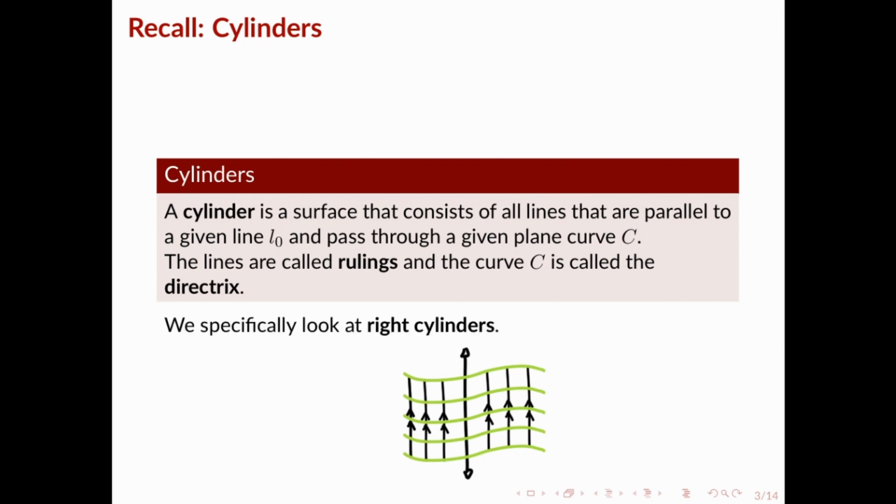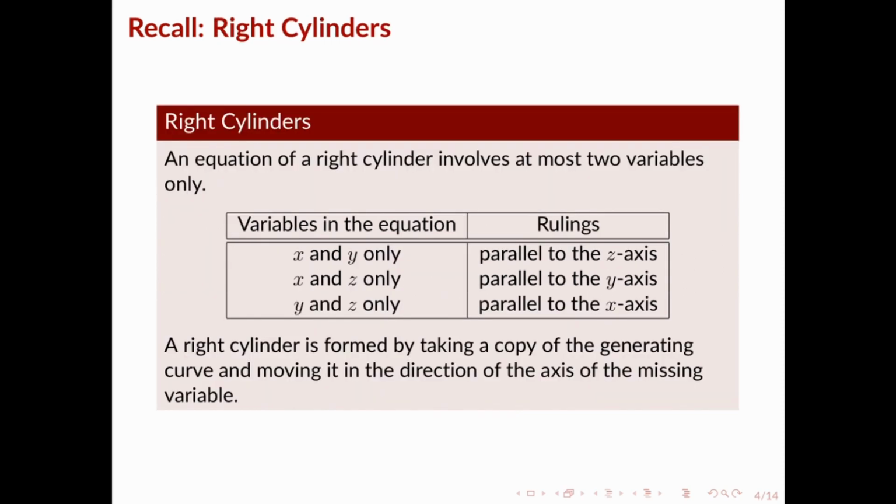These cylinders have equations that involve at most 2 variables, so x and y, x and z, or y and z, but not all 3 at once. The variables of a right cylinder's equation tell us which axis its rulings are parallel to. If the cylinder is in terms of x and y, its rulings are parallel to z. If it's in terms of x and z, it's parallel to y. And if it's in terms of y and z, it's parallel to x. Basically, among x, y, and z, whichever variable is absent from the right cylinder's equation tells us the axis that it's parallel to.